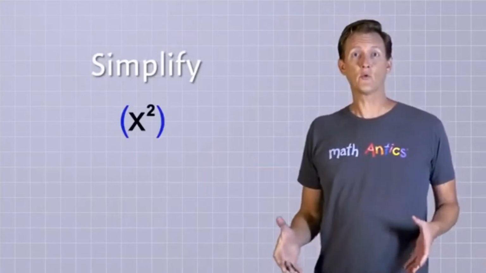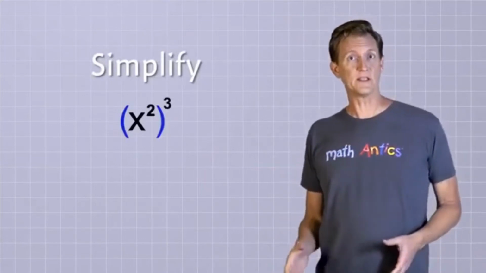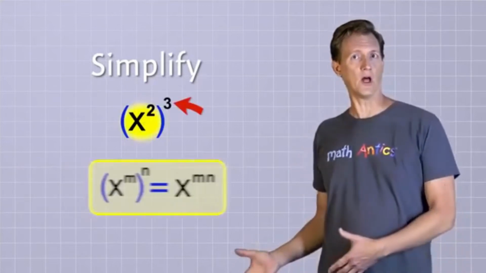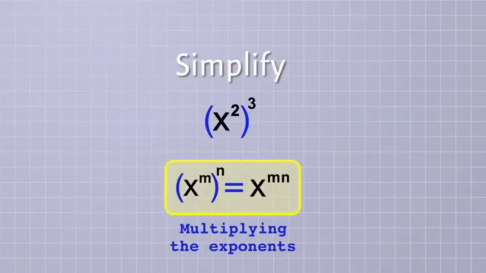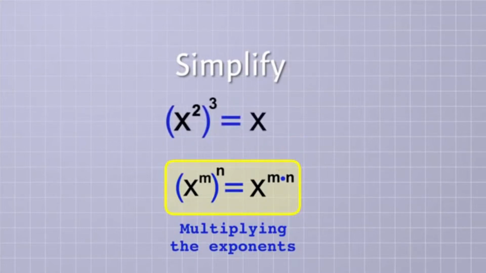So what if someone asks you to simplify the expression x squared cubed, which means the entire x squared term is raised to the 3rd power? Well, our law tells us that we can simplify that by multiplying the exponents together. See how it equals x to the power of mn, which means m times n? That means x squared raised to the 3rd power would be the same as x to the power of 2 times 3, which is 6.